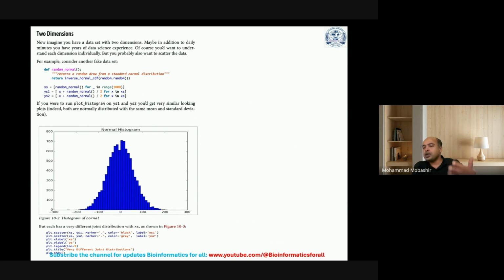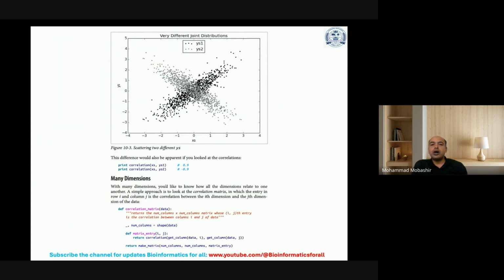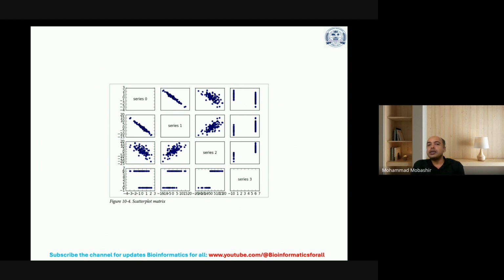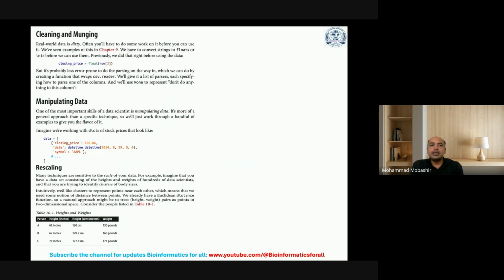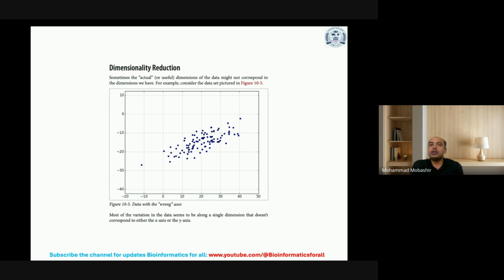When you increase the complexity, the dimension of the data will increase. This is the only thing. And this is how the computer stores all the data. Now, many dimensions and how to plot this data from the computer code. It will look like a simple data, but when you are going to plot, you can plot so many figures because the dimension or complexity of the data is high. And then cleaning and munging, then manipulating data, rescaling the data. These are some basic things which you need to always be familiar with.